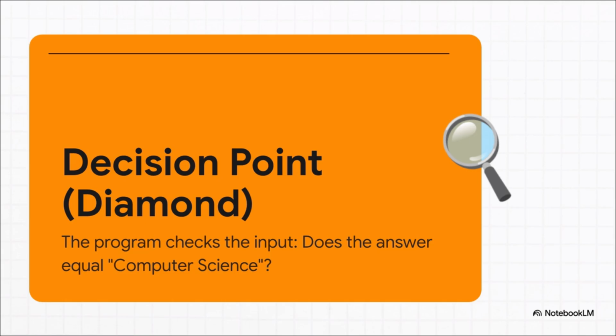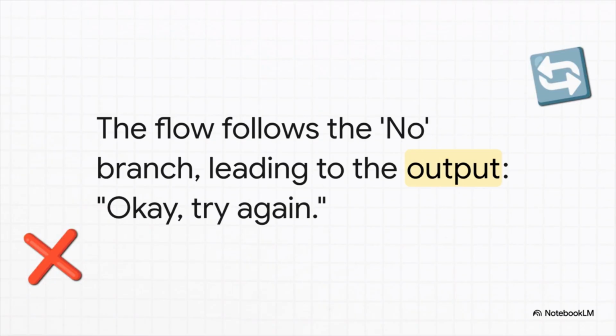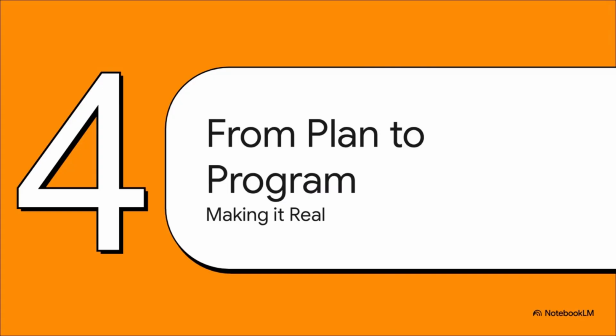And from here, the path is going to split in two. If the answer is yes, we follow the yes arrow down this path, and the program says, of course it is. But what if the answer is no? Well, then we follow the no path, and the program says, okay, try again. See that? In a split second, you can visually see the two possible outcomes of that single decision. Super powerful. All right, so we've got these two ways to make plans, these blueprints, pseudocode and flowcharts.